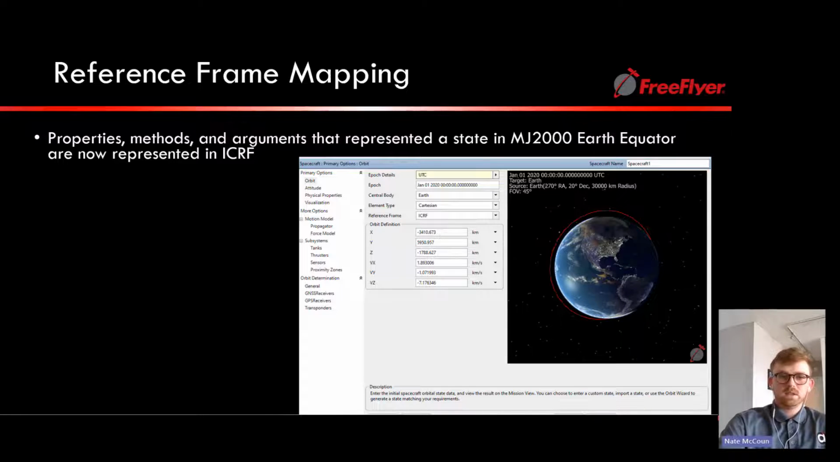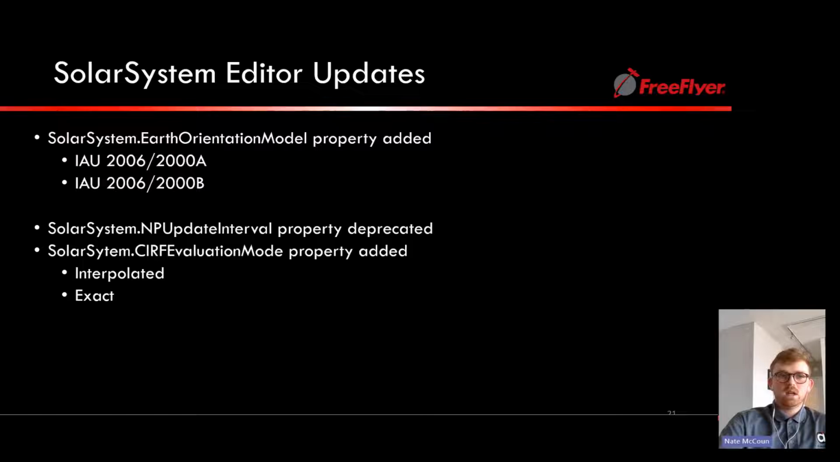The next place is the solar system editor updates. The SolarSystem.EarthOrientationModel property is added, and this is for the two precession nutation models that we talked about previously that are available. This is only settable via the solar system object editor. The default will be the IAU 2006/2000B precession nutation model. And for clarity, 2006 represents the precession model, and 2000B represents the nutation model.